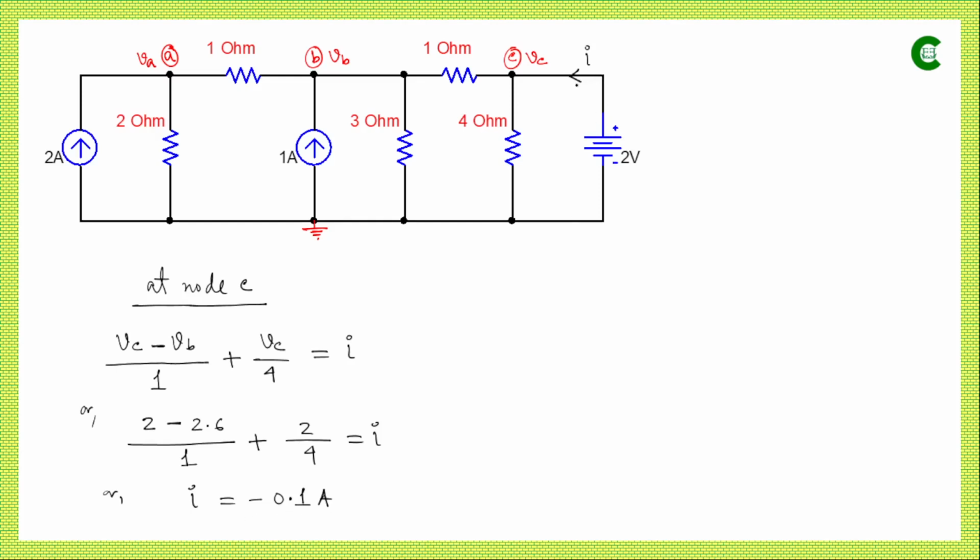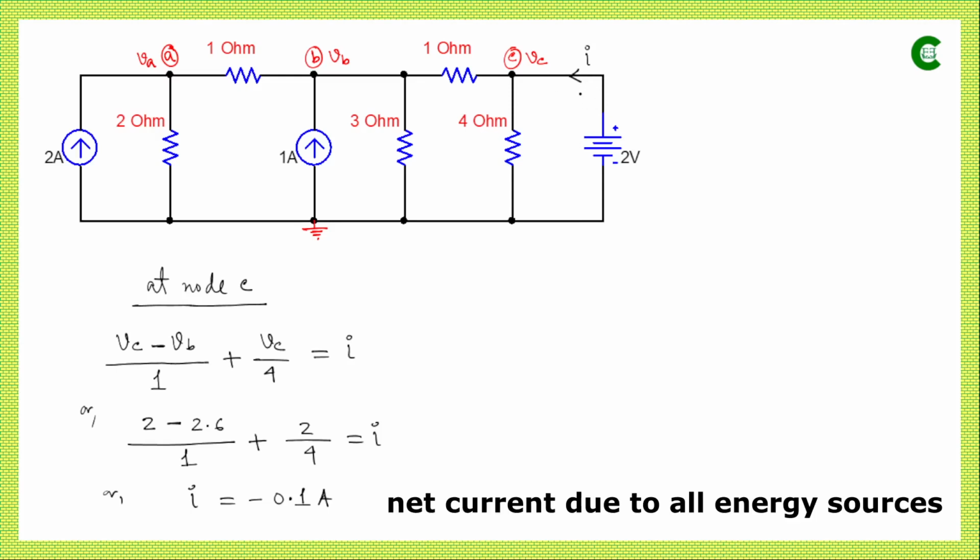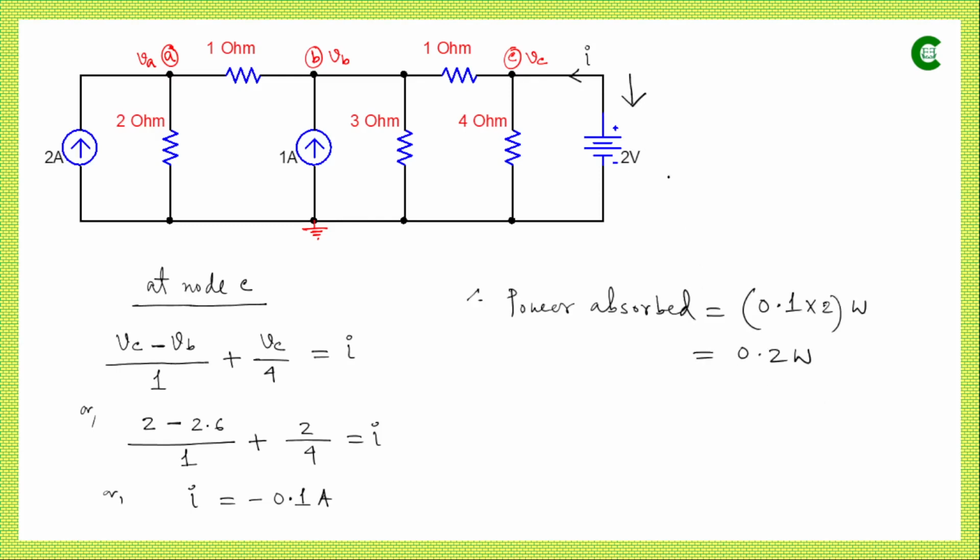That means the current is actually flowing opposite to our assumption, so the current is actually flowing in this direction through this 2 volt voltage source. So power will be absorbed by this 2 volt voltage source, and that value will be the voltage, which is 2, times the current value, which is 0.1, so the total power absorption here will be 0.2 watt. So this is the total power delivered and power absorbed by all these energy sources.